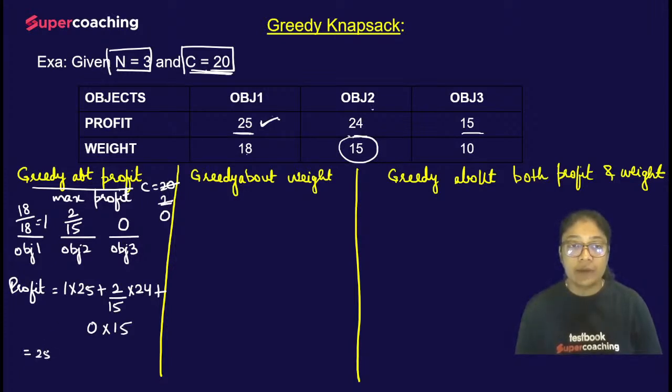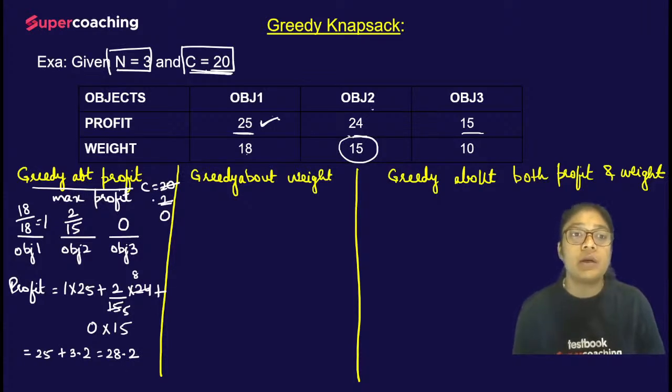Now just simplify this and get the value for the profit. It is 25 and this will be cancelled. 5, 8, and this is 16 plus 3.1, 3.2. So ultimately it comes out to be 28.2. So this is the profit earned when it's greedy about profit.